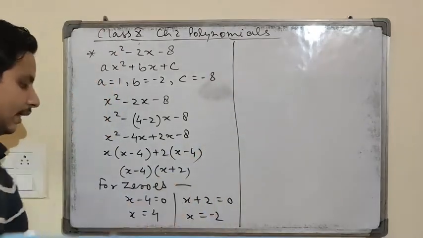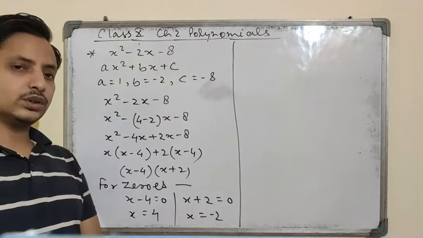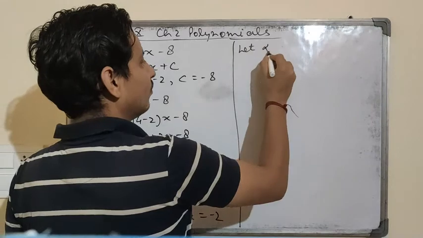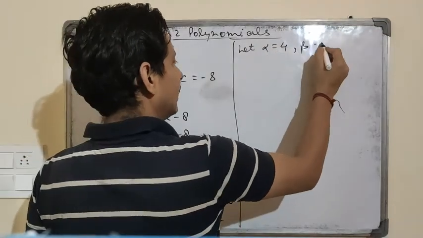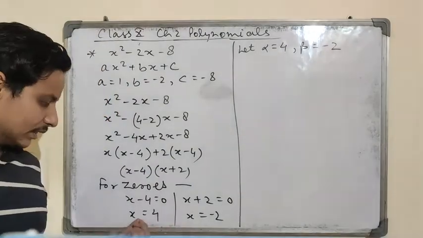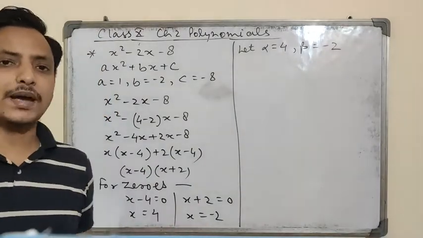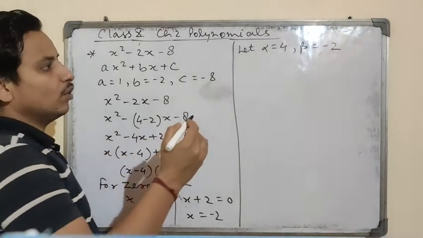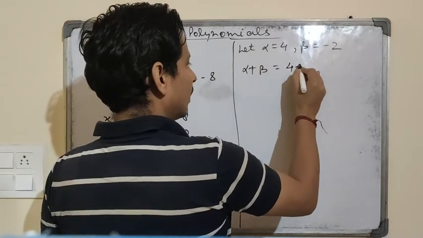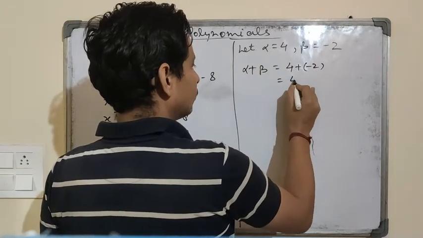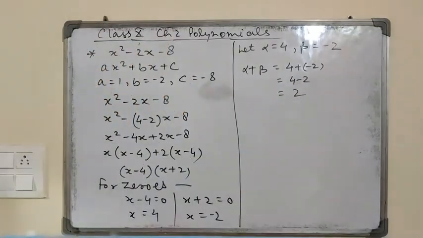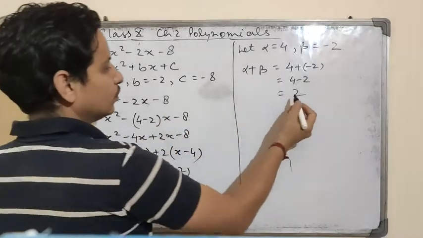अब जो ये zeros हैं, we can take these zeros as alpha and beta. Let alpha equal to 4 and beta equal to minus 2. तो इन zeros को हम, x equal to 4 को मैं alpha ले लेता हूँ, और x equal to minus 2 को मैं beta ले लेता हूँ. Now sum of zeros, that is alpha plus beta equal to 4 plus minus 2, that is 4 minus 2, that is 2. Alpha plus beta equal to 2.